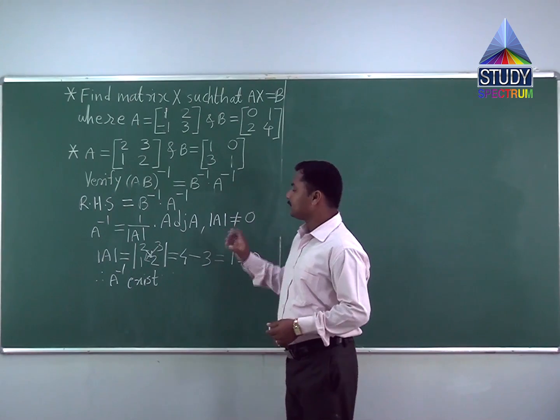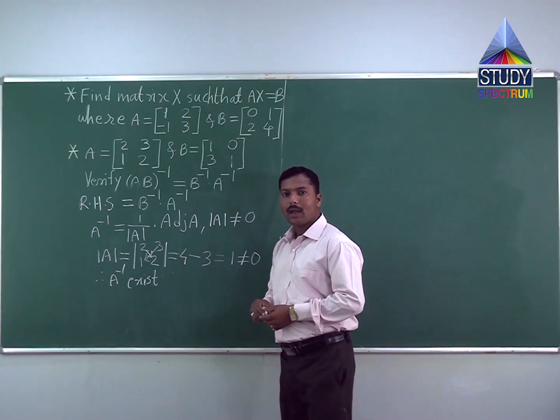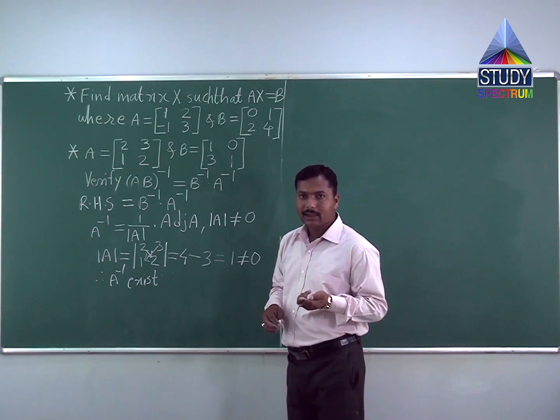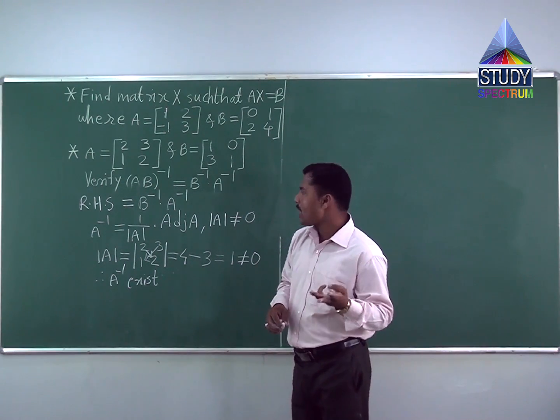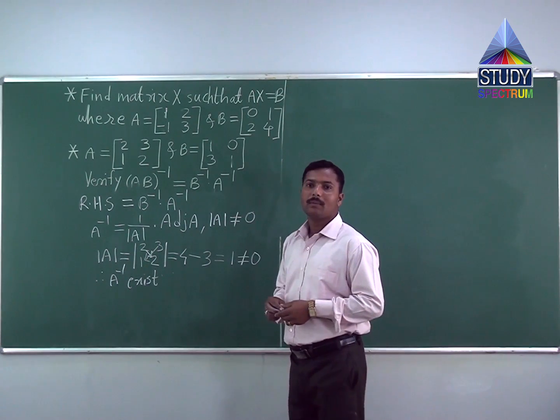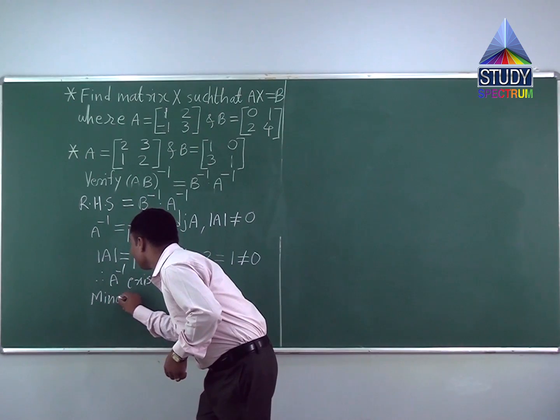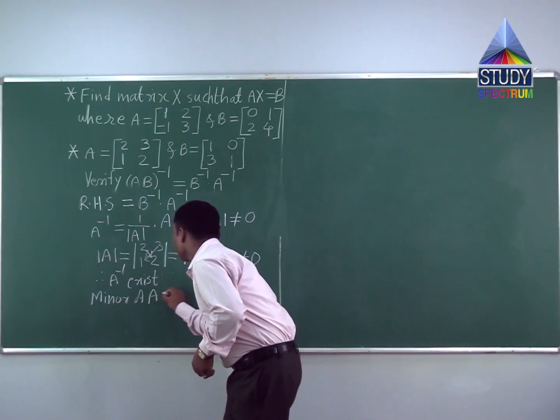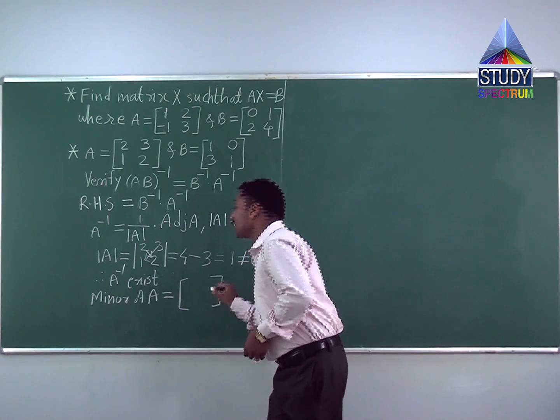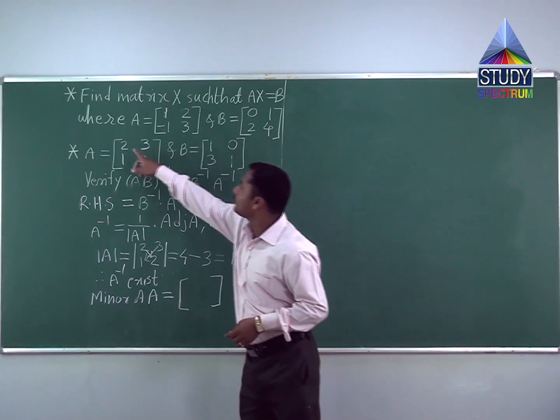Again, we discuss how to find the inverse of this matrix A by the adjoint method. We follow three steps: the minor of matrix A, the cofactors of matrix A, and lastly the adjoint of matrix A, which means the transpose of the cofactors of matrix A. So here, the minor of A. Minor means the determinant obtained by deleting the row and column passing through that number.